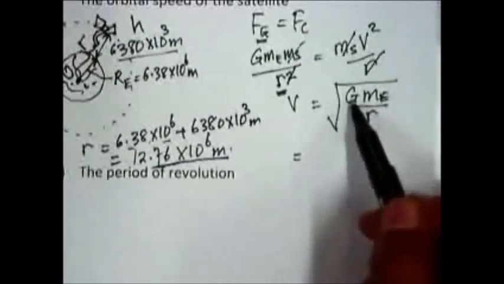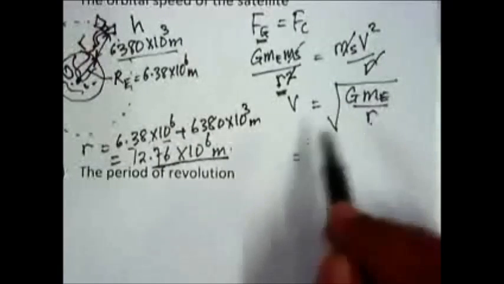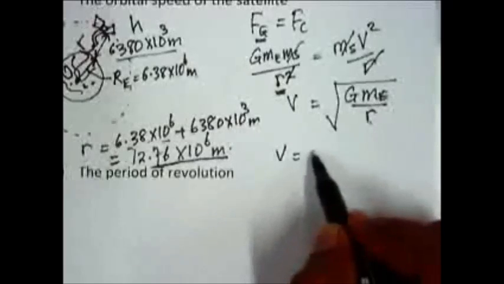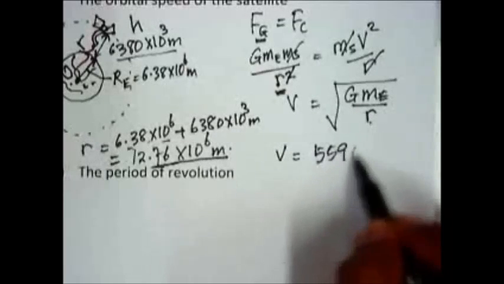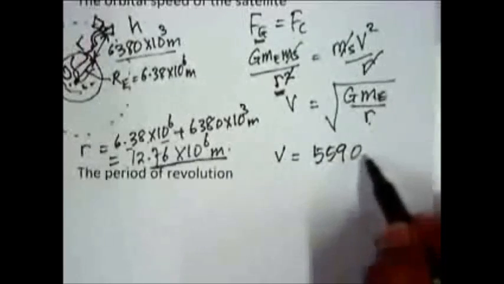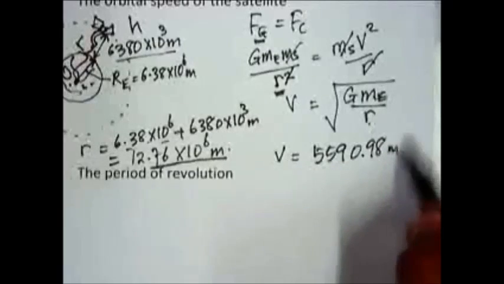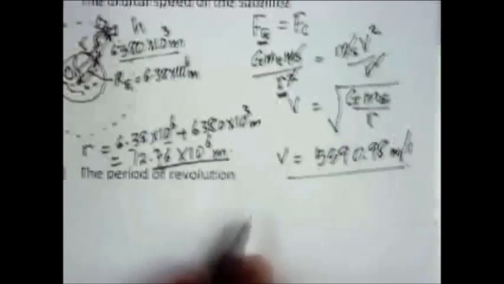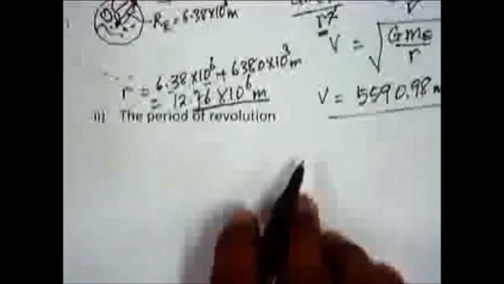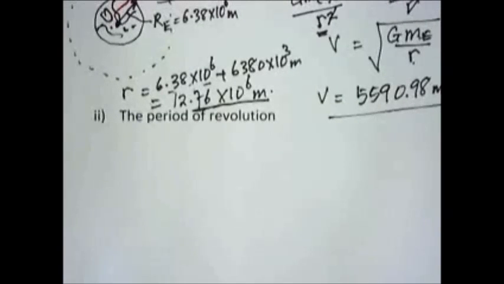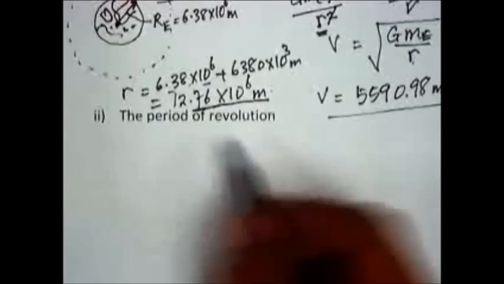So in the first part, if you put in the values for G, mass of Earth and radius, you'll see your velocity should come around 5590.98 meters per second. After you find the velocity, the second part of the question says the period of revolution.